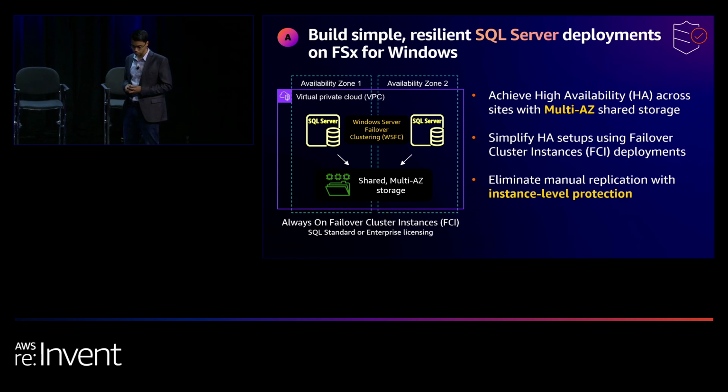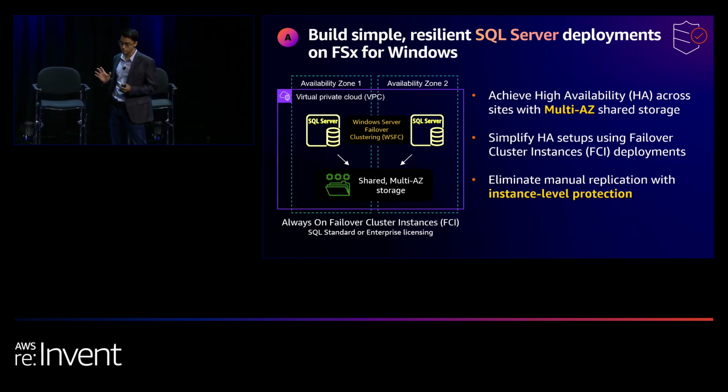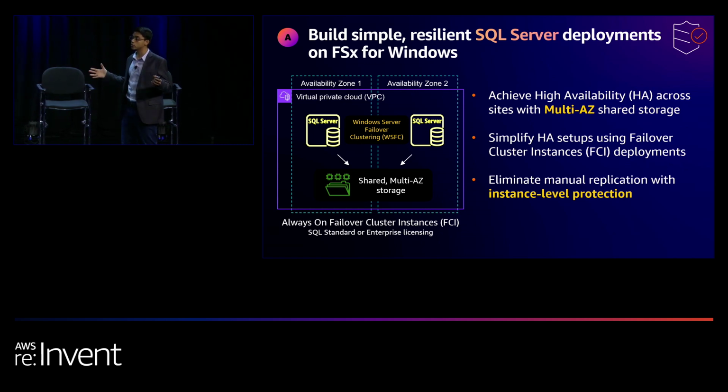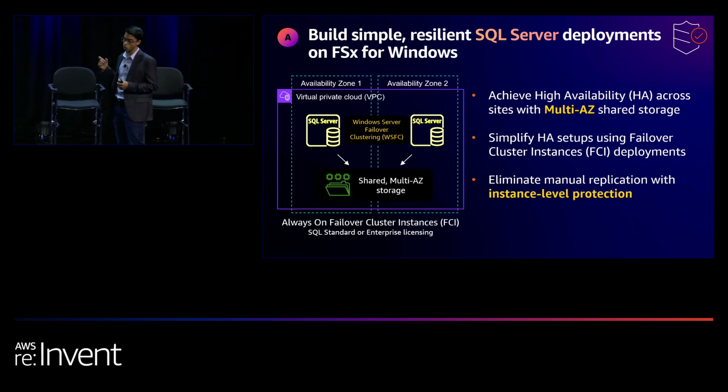So in terms of SQL Server, if you're not familiar, SQL Server provides a set of features under this umbrella of what's called SQL Server Always On to enable high availability for database deployments. And there are two different deployment options. There's Always On Availability Groups, or AG, and there's Always On Failover Cluster Instances, or FCI.